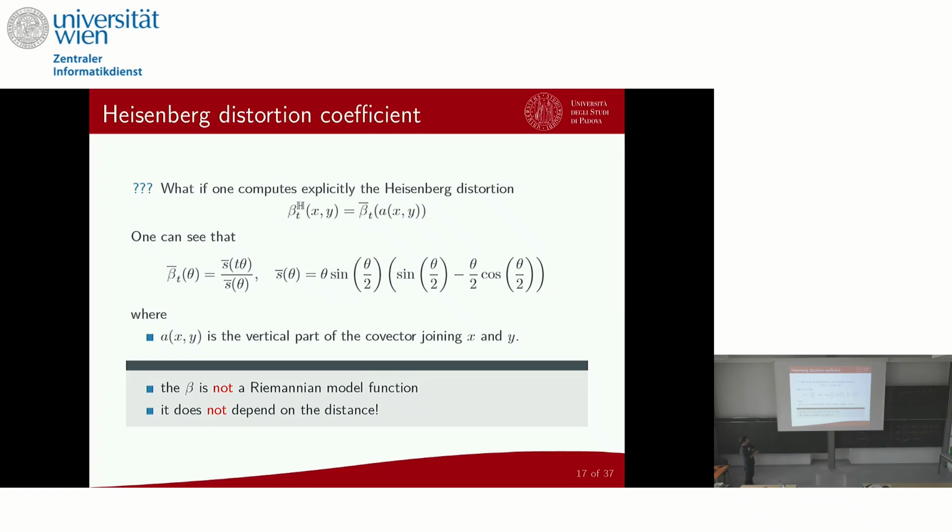Good. You have a geometric interpretation as a vertical part of the covector defining the geodesic. What is important here is that this is not a Riemannian model function because it is written this way, but here you don't have the function I showed before. And the argument you should plug replacing theta is not the distance of the 2 points, but is this number here. Okay. So if you want to write a CD condition, you have to take into account these two things.